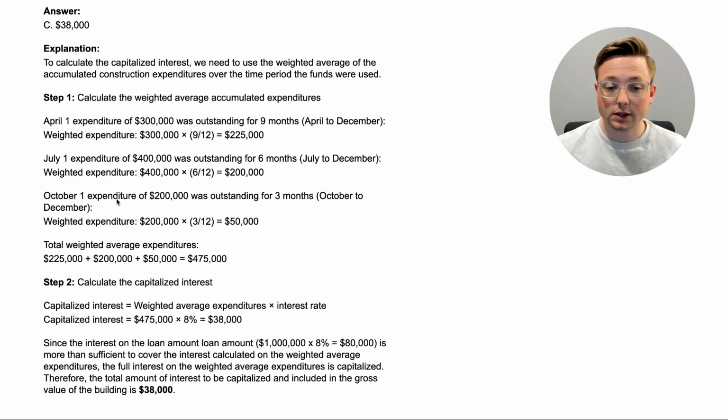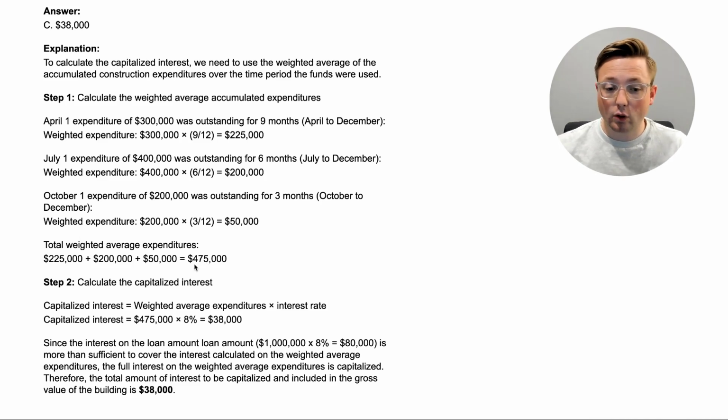And then the October 1st expenditure was $200,000. That was only outstanding for 3 months. So you multiply by 25%, 3 divided by 12 is 25%. So $200,000 multiplied by 25% is $50,000. So that's how you get the weighted average for the expenditures, because you add all that up together and that gives you $475,000. Now, why did we do that?